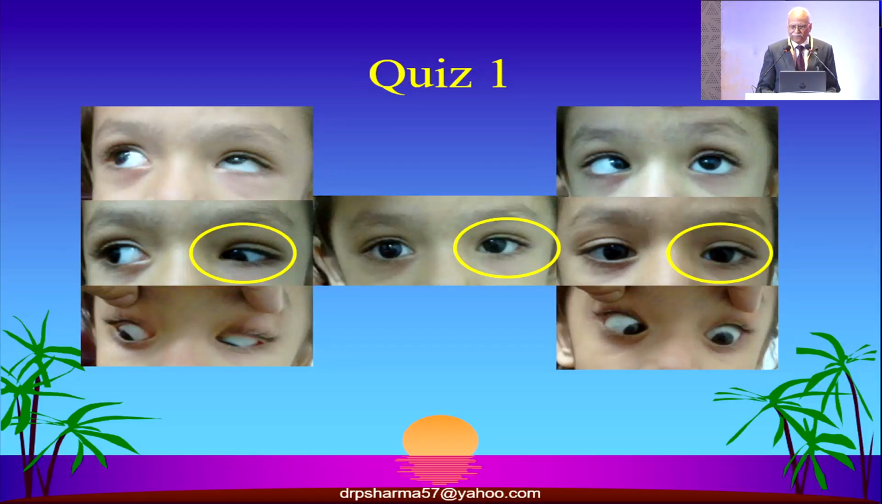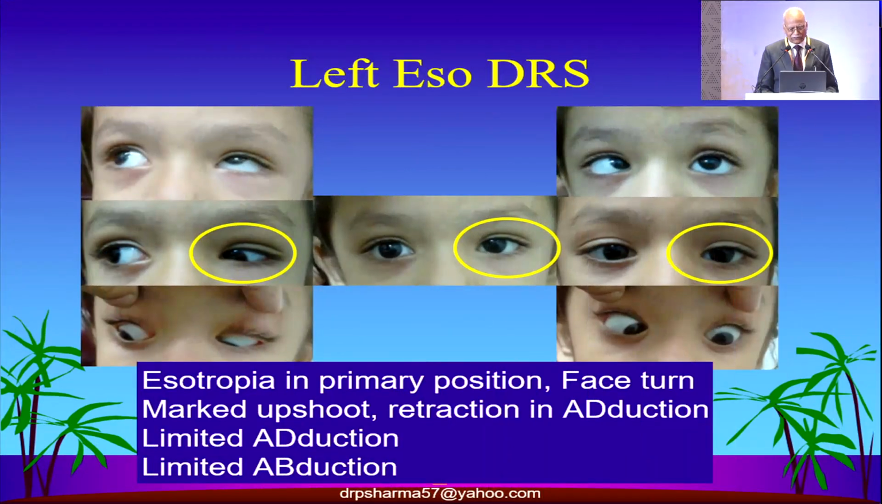So what does it mean? Duane's retraction syndrome, ESO-DRS, or esotropic Duane's retraction syndrome. So you're right, it's a left ESO-DRS. Esotropia in primary position. Usually these children will come with a face turn. Why a face turn? Because they have a tendency to get back their binocular vision, and in the left side face turn, they can have the left eye eso, the right eye is free to move, so they can keep on retaining their binocular vision. So they have a face turn, and you will typically see a marked upshoot, retraction in adduction, and a limited abduction, and also a limited adduction.